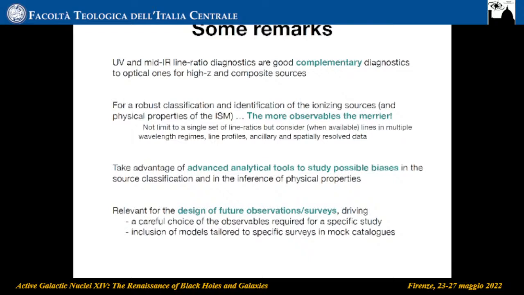We don't have to limit ourselves only to line ratios, but we want to consider multiple wavelength regimes, line profiles, and ancillary data as well. We want to take advantage of analytical tools to study the possible bias of AGN classification, also in the study of the physical properties of the ionized gas. And this is very relevant for the design of future observations, because these studies drive the choice of observables required for specific studies, and can also help us compute models more tailored to specific surveys and include them in mock catalogs.